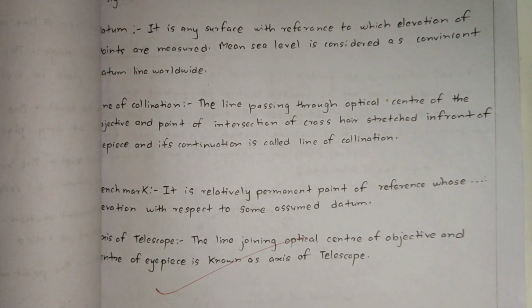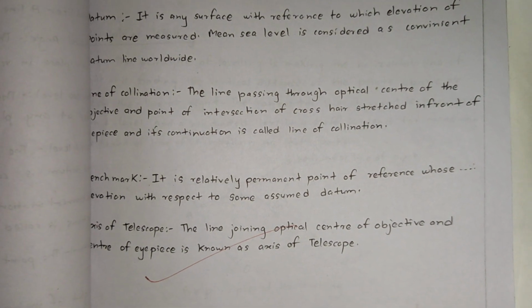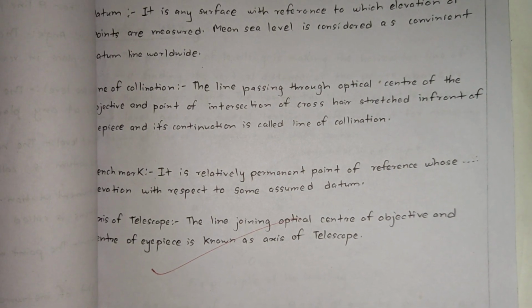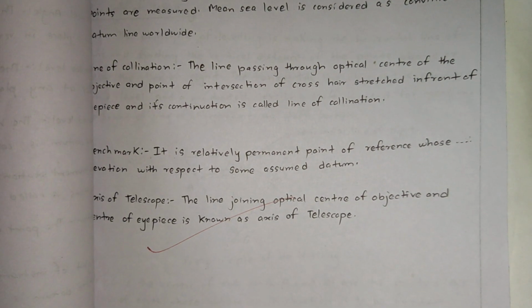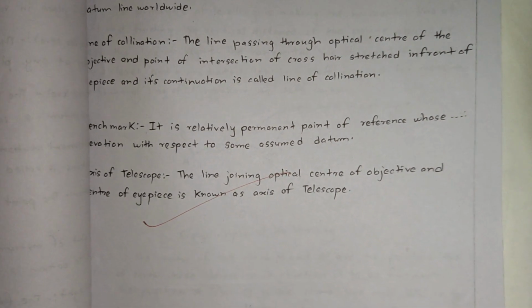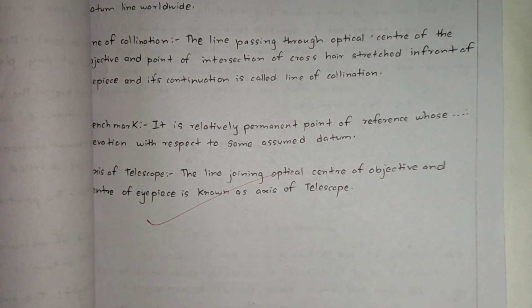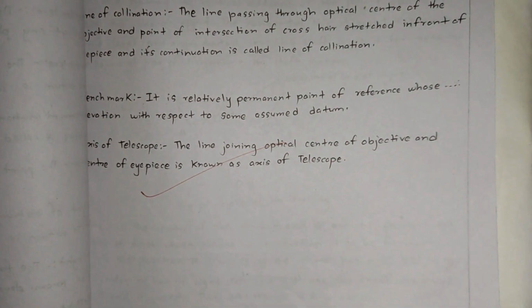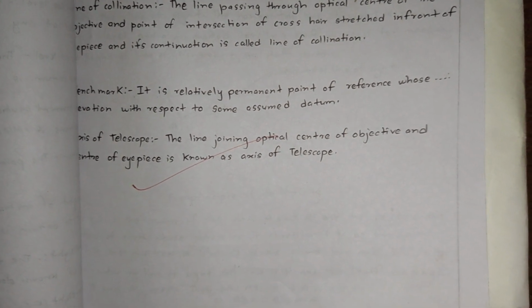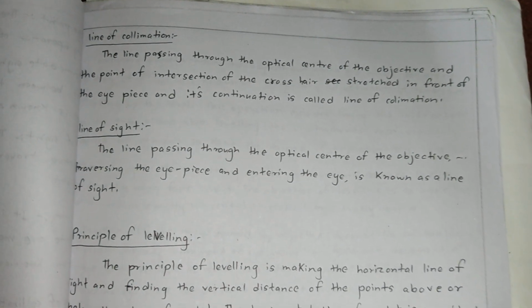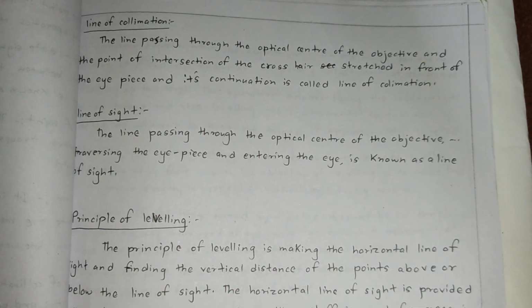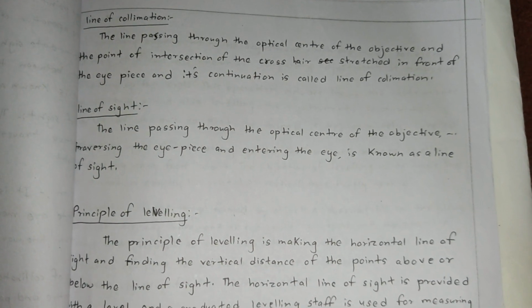Line of collimation: the line passing through the optical center of the objective and the point of intersection of the crosshairs stretched in front of the eyepiece, and its continuation, is called line of collimation. Benchmark: it is a relatively permanent point of reference whose elevation is known with respect to some assumed datum. Axis of telescope: the line joining the optical center of the objective and the center of the eyepiece is known as axis of telescope.